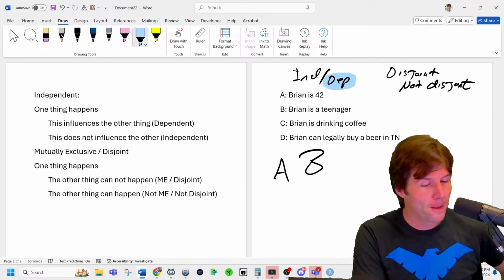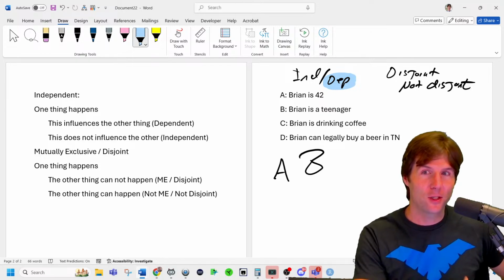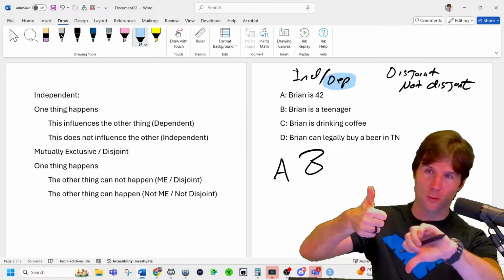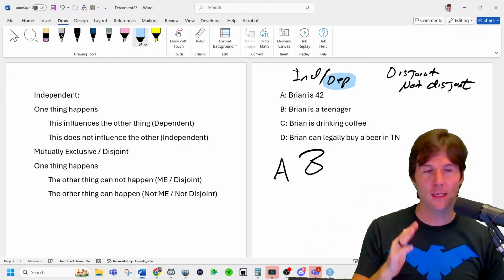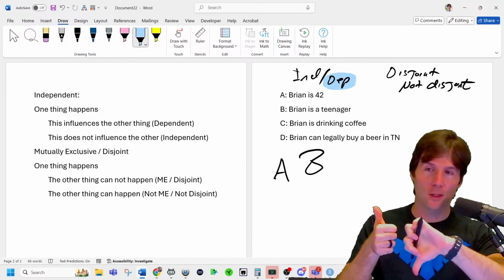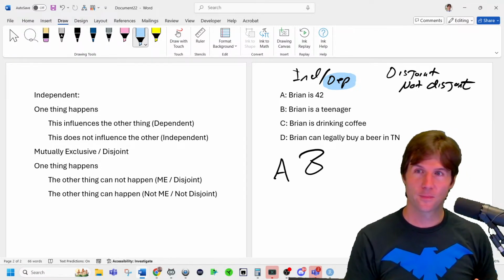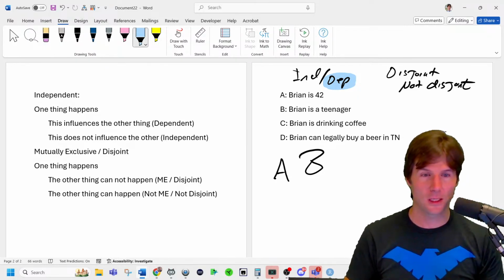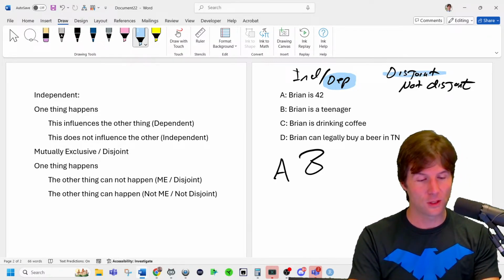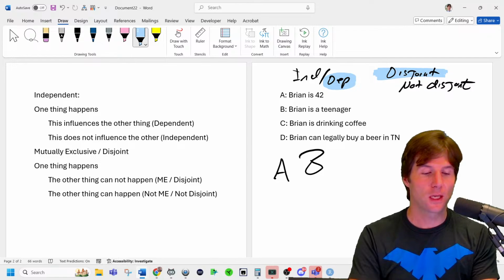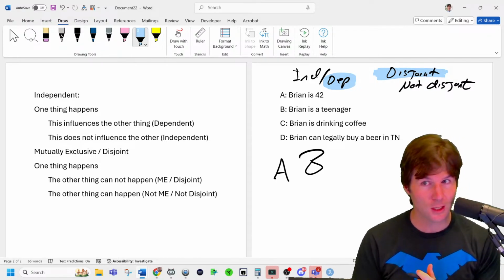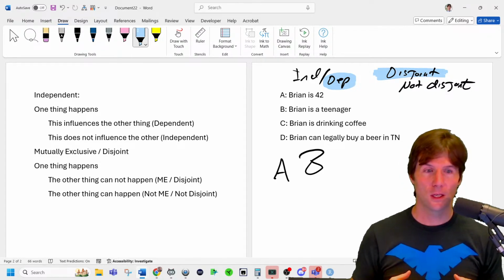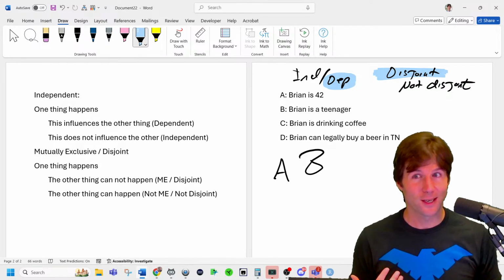MCR was right. Then the fact that you can't be 42 and a teenager means what? The fact that if you're 42, you can't be a teenager, Rav got it, means they're disjoint. So the answer to the first one here, just remember how we check these, is if Brian is 42, well, then I know he's not a teenager.